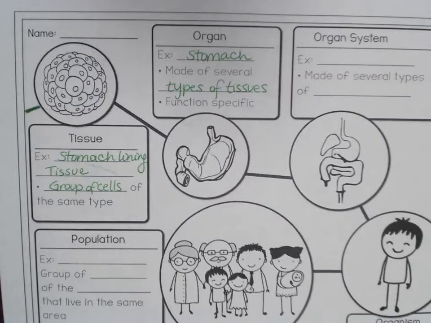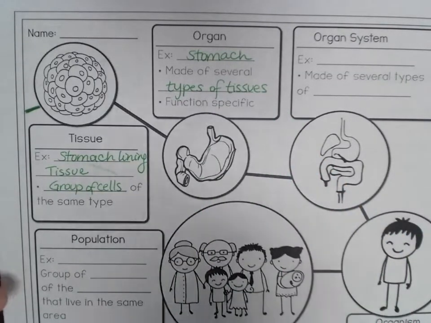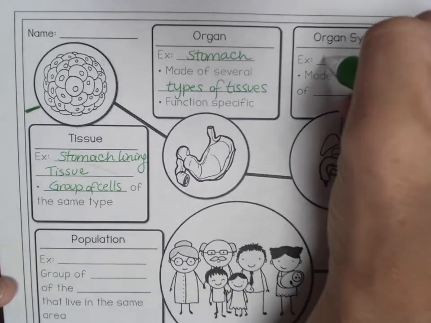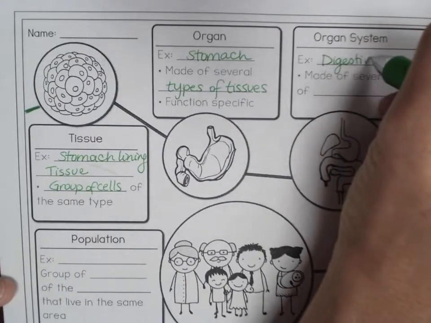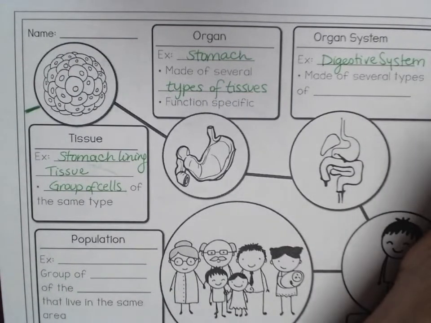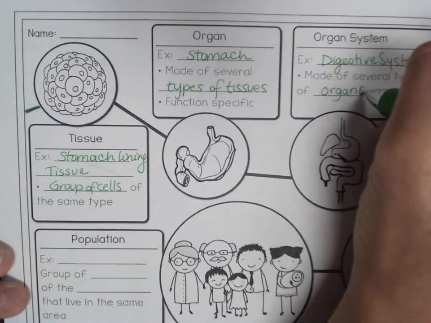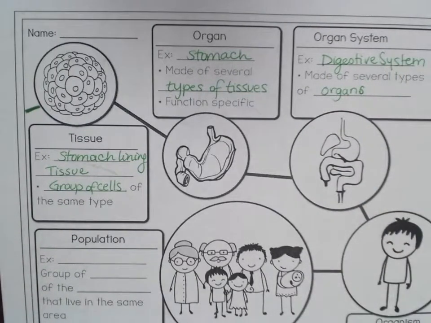Okay, next is you take a bunch of organs and you put them together to complete a certain task, and it forms an organ system. An example of this is the digestive system. And this is made up of several types of organs. So the digestive system is the stomach, and it's got the gallbladder and the liver, and it's got the small intestine and the large intestine. And they all go together, and that's the digestive system.